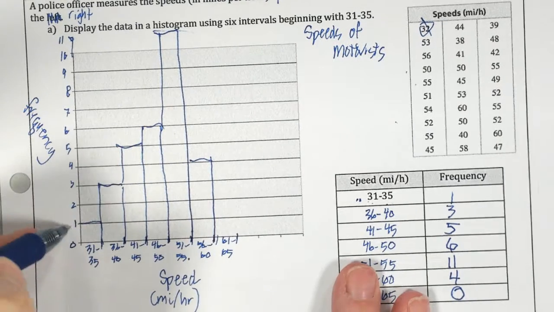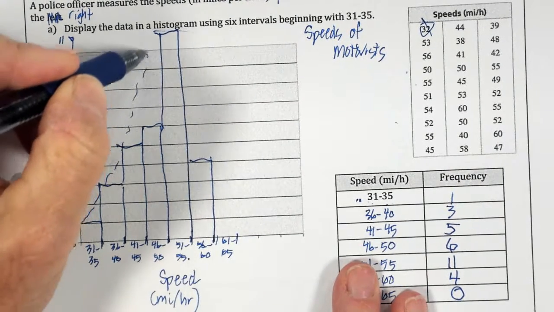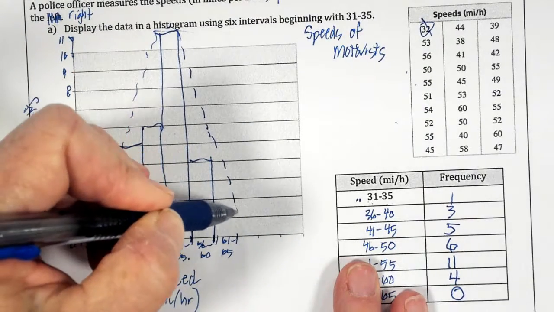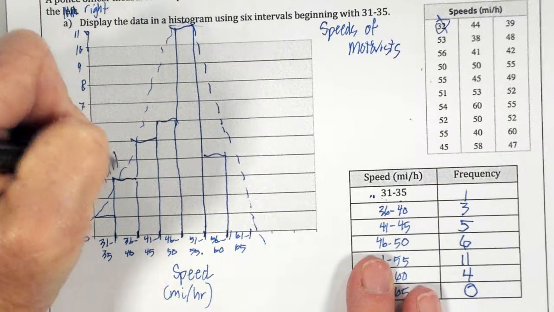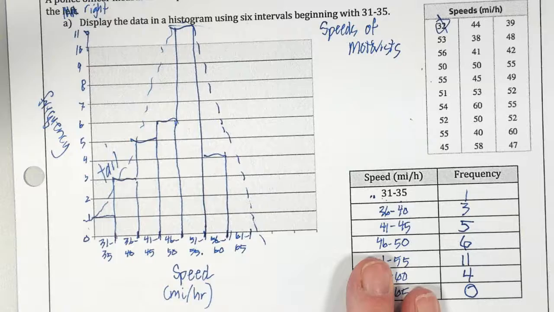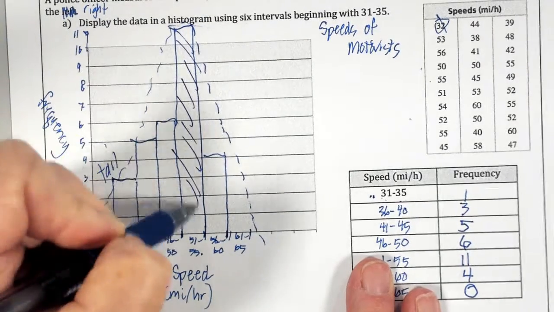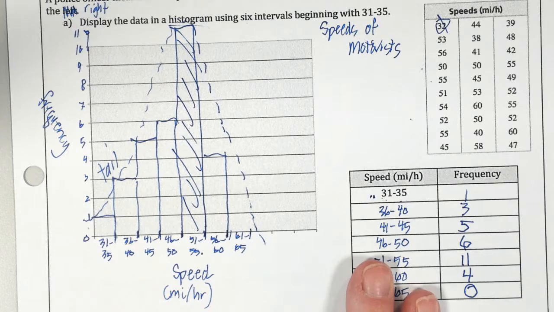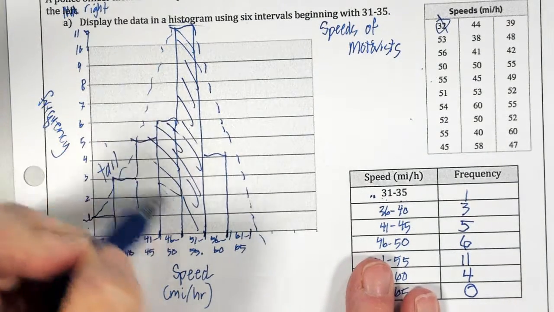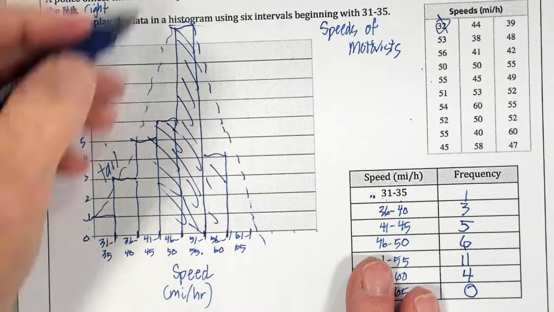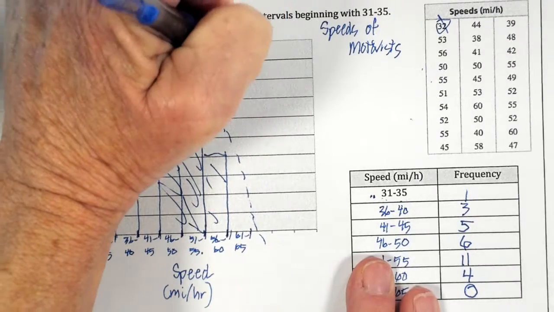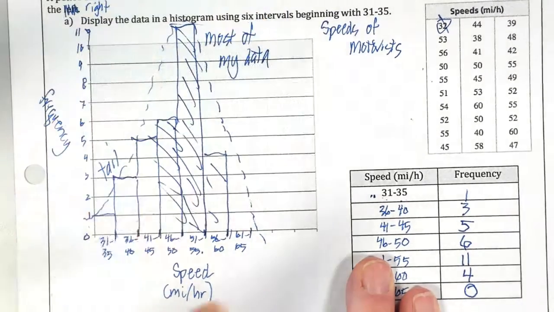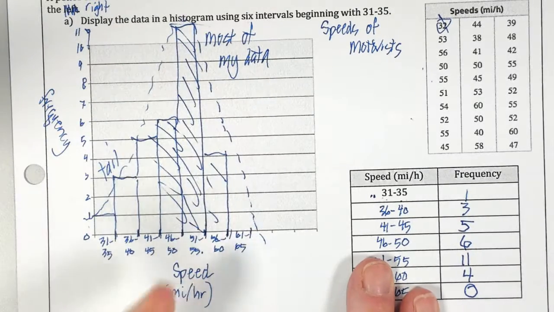I'm going to go ahead and draw a dotted line. Remember I said I'd draw a dotted line. And I'm going to actually include the 0. So take a look at that data. I've got a tail right here. What else do I notice? I've got this really tall bar. This means that most of my data is over here. How do I know that most of my data is here? Because I've got 11 of these speeds that are showing that they are between 51 and 55.